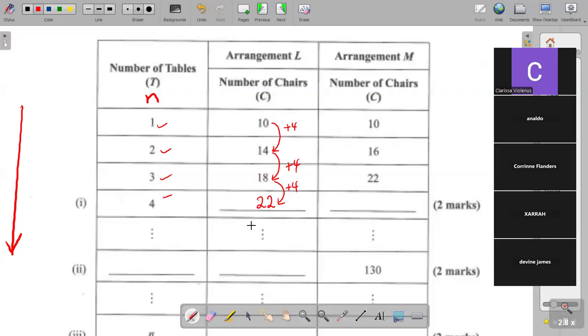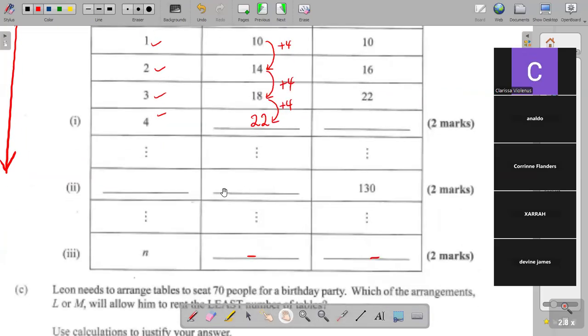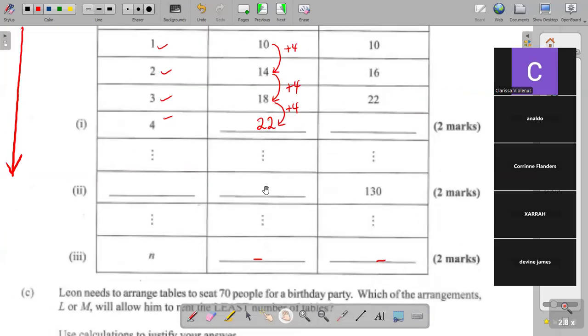Everybody see that? Do you think I could answer this one? Can I answer this one?